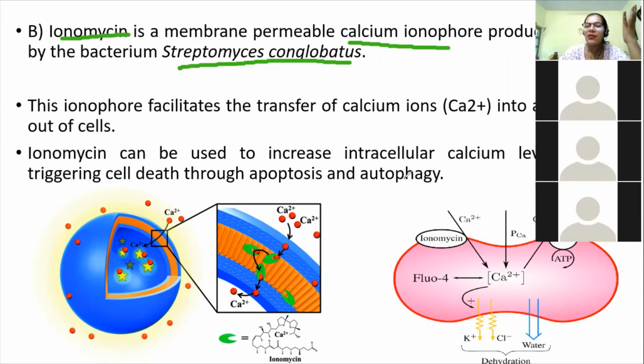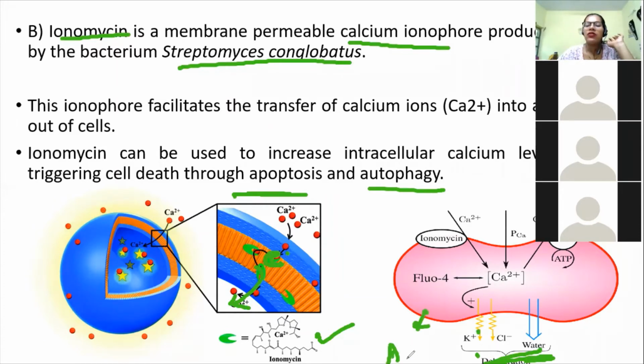So in the first example, in the case of calcimycin, we saw that it is inducing autophagy, and here it is also through apoptosis. So you can see how nicely it is actually a mobile carrier to which calcium binds and then it is transported. Okay, this is the structure of ionomycin. And now what is happening? It is changing the osmolarity of the cell, causing the cell to undergo dehydration. Okay, so once it undergoes dehydration, the cell will undergo apoptosis.